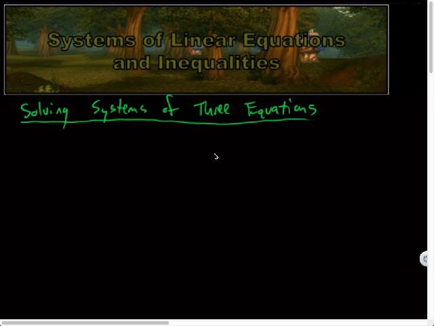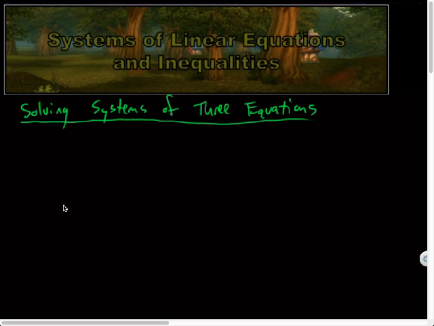So we are currently masters of solving systems of 2 by 2, right? Maybe you knew how to solve by graphing, just finding the intersection of 2 lines. You could solve by substitution. You could solve by the elimination method. Today we're going to talk about something a little bit more complicated.